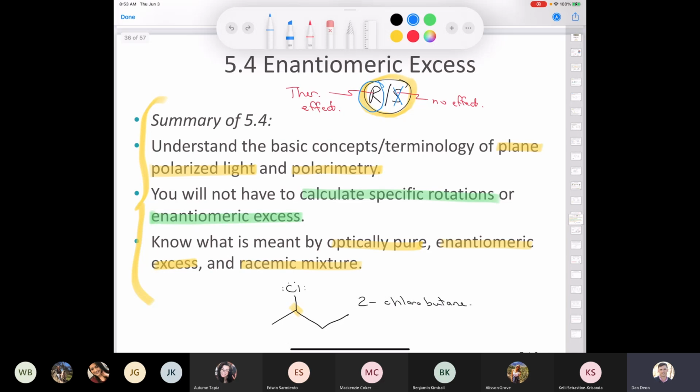Anyhow, so chiral synthesis, making a chiral compound, making one enantiomer over another, is something that doesn't come up a ton in organic chemistry 1, but it's a lot more challenging than making racemic mixtures. Anyhow, something to think about there.